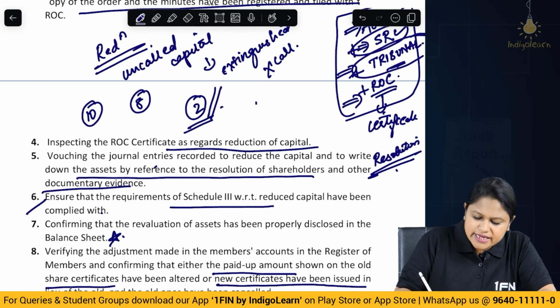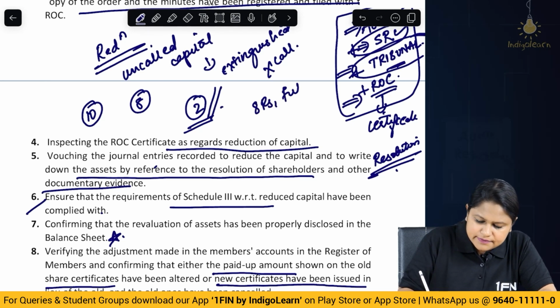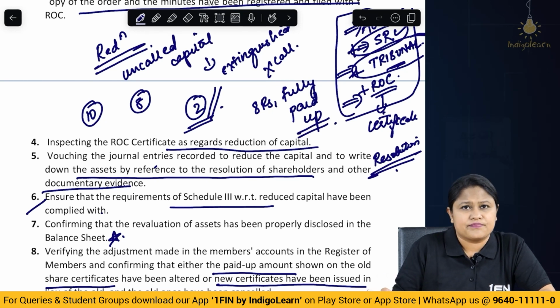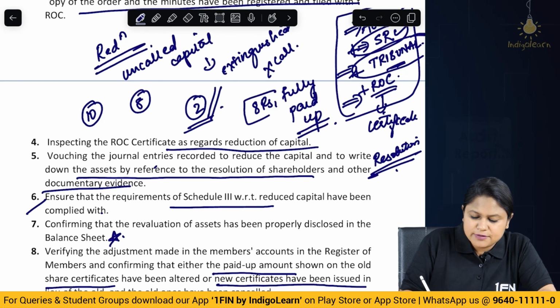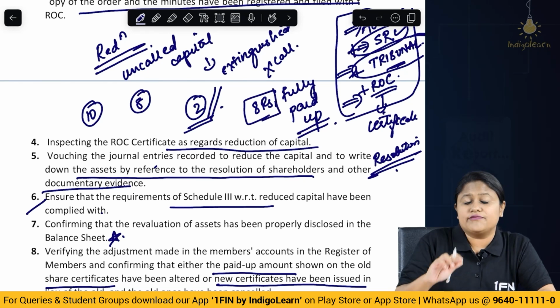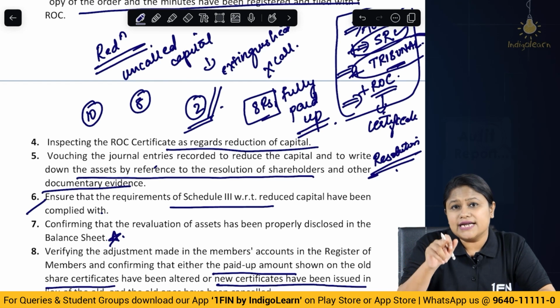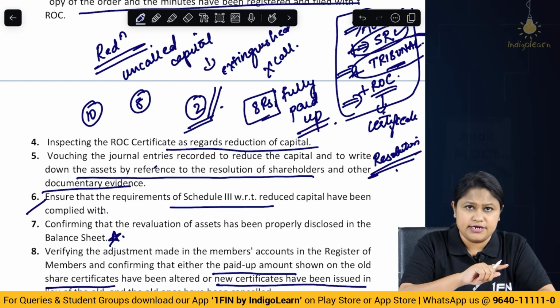So now the share will be 8 rupees fully paid up. Correct? Because they are never going to call the 2 rupees. Understanding? So it became what? 8 rupees fully paid up. Now the old certificates which are issued have 10 rupees where 8 is called up. But now you are never going to call the balance 2, and the new value of the share is going to be how much? 8 rupees.